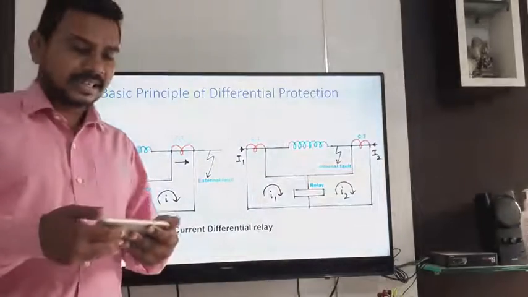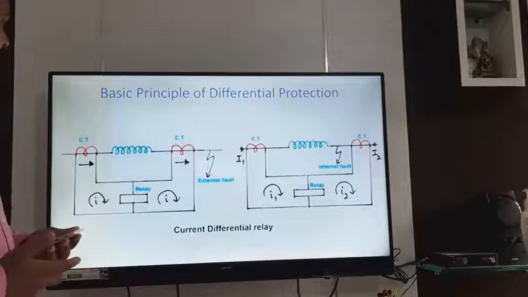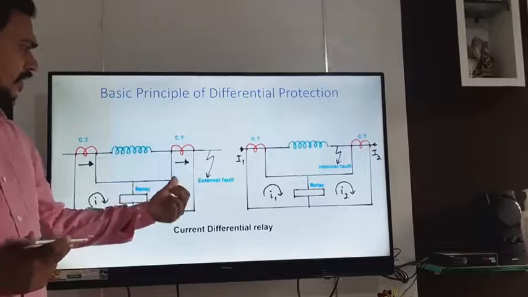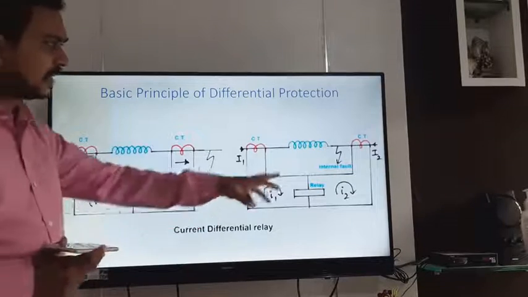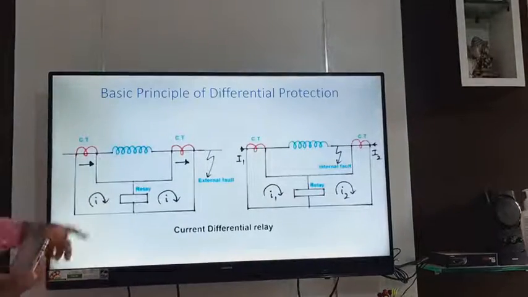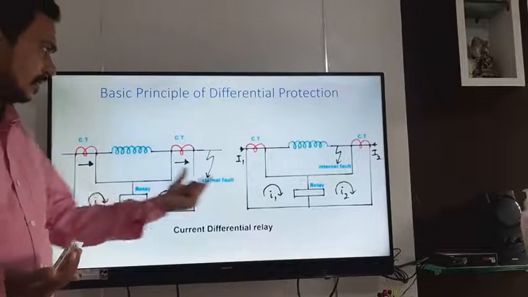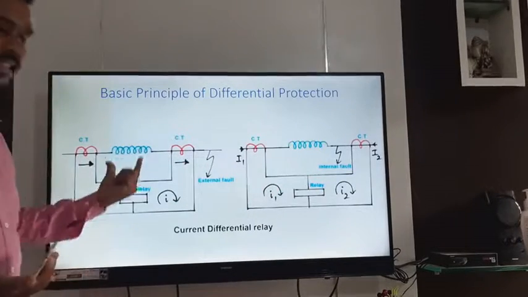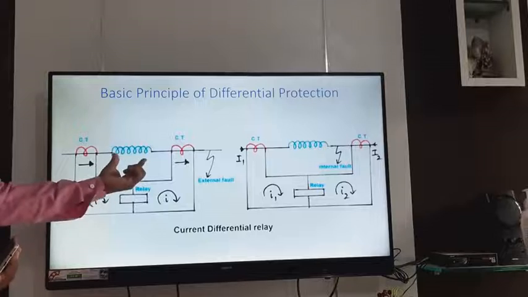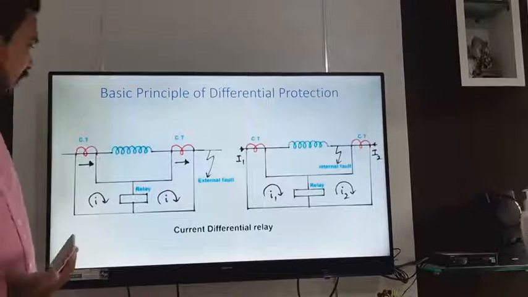Okay, so the basic principle of differential protection: this circuit shows the external fault and this circuit shows the internal fault. Here it is a single line diagram. This coiled winding is the generator winding, and we are protecting this generator winding using differential protection.